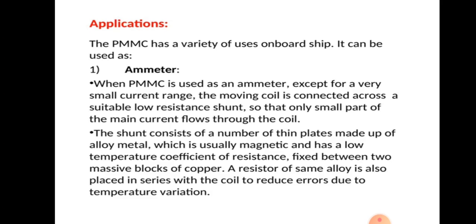Now the second point says that the shunt consists of a number of thin plates made up of alloy metal, which is usually non-magnetic and has a low temperature coefficient of resistance, fixed between two massive blocks of copper. A resistor of the same alloy is also placed in series with the coil to reduce errors due to temperature variation. Okay, so in this way the PMMC can be used as an ammeter.